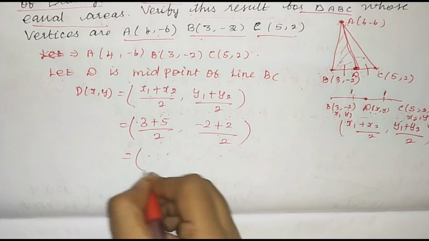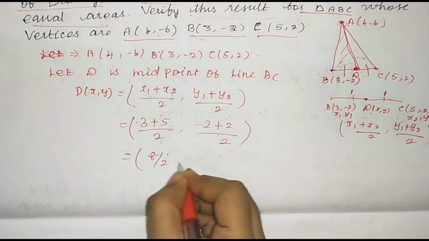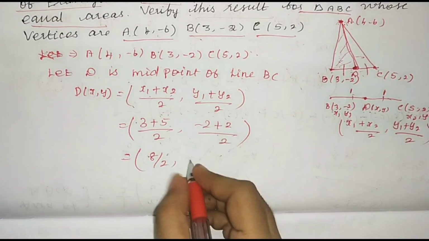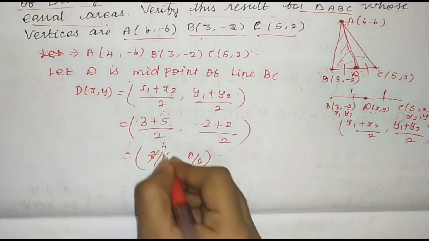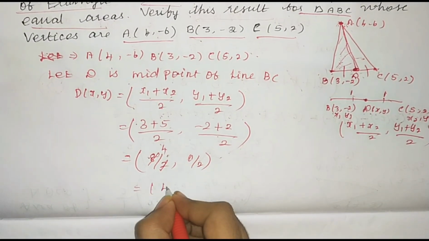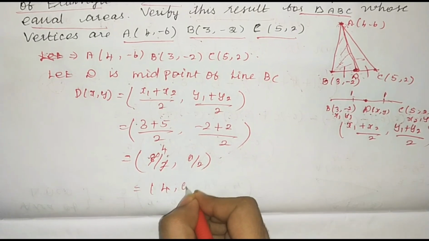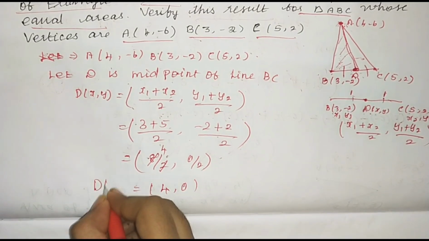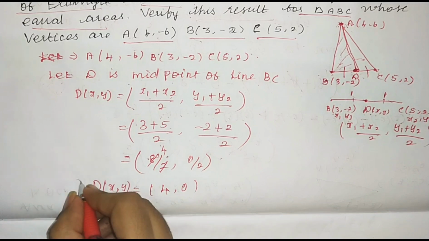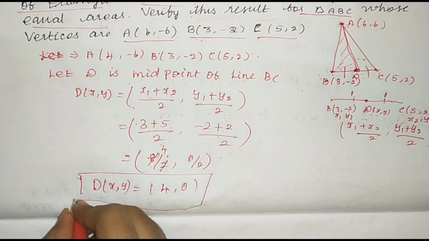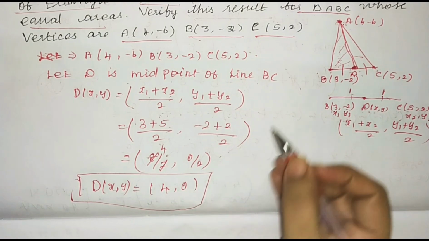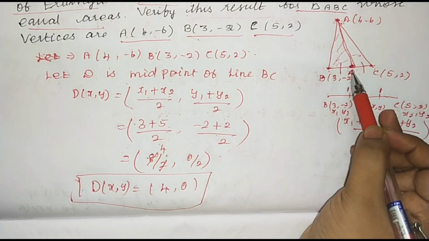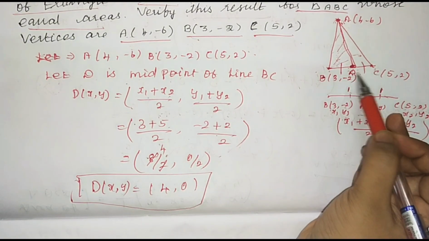So 3 plus 5 is 8, 8 divided by 2, comma minus 2 plus 2 is 0, so 0 divided by 2. Cancelling 2 and 8, you get 4. And 0 divided by any number is 0. So the coordinates of D are 4 comma 0. Now we have found the coordinates of D. Next step, we have to find the area of triangle ABD and the area of triangle ADC.